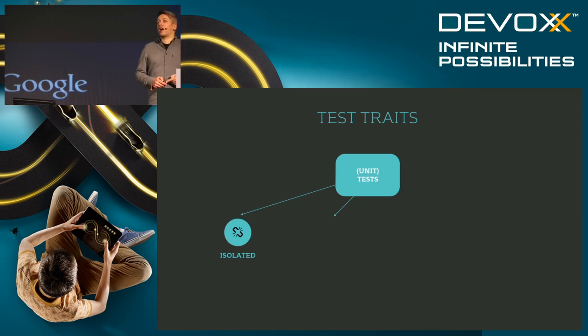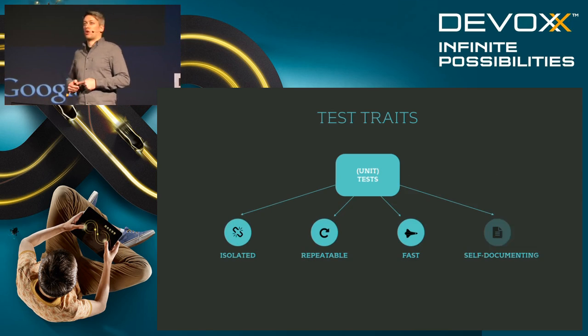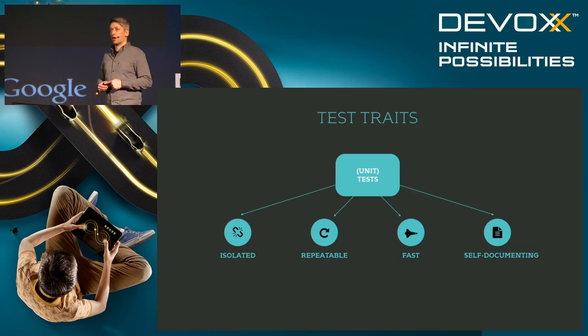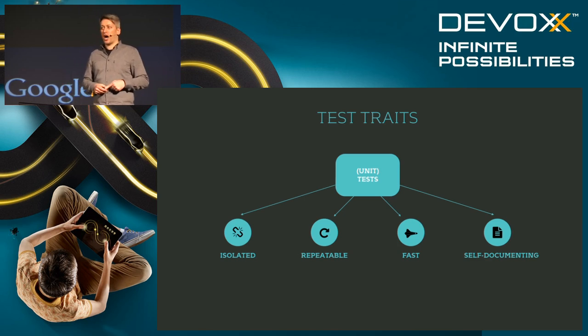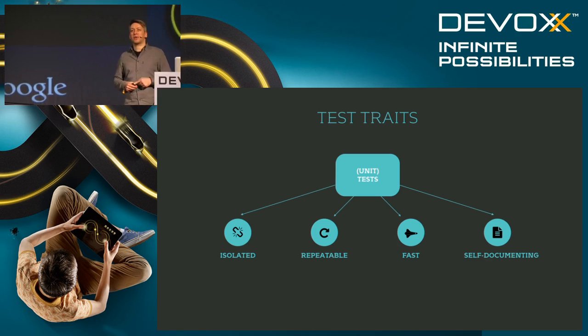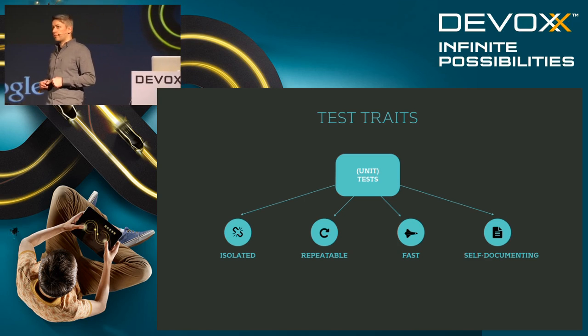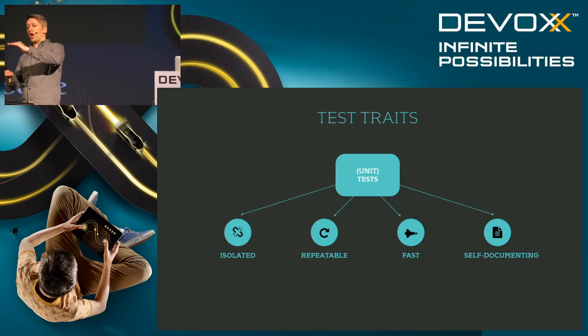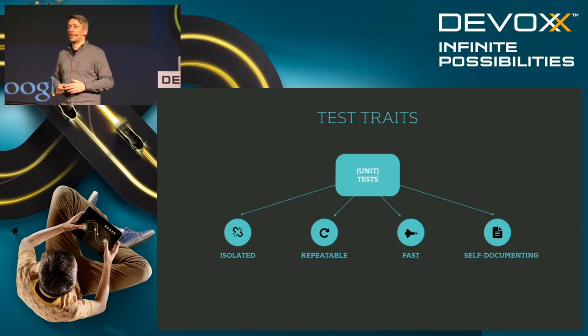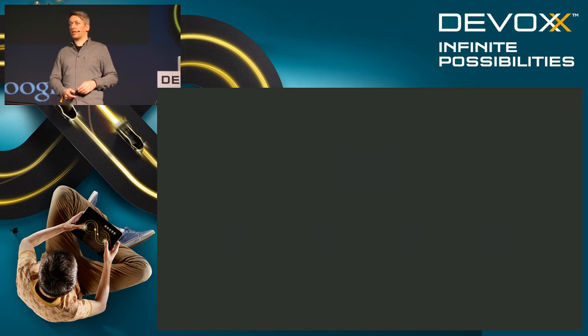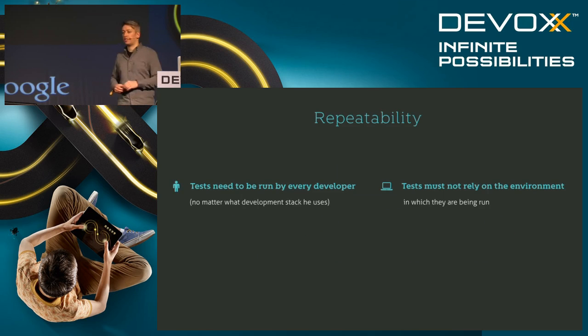Now, if you are writing tests, what do I think are the main characteristics of a good test? I think every test should be isolated. One test shouldn't depend on another test. They should all be able to run independently. You should be able to run only the tests for the class you're working on instead of running the whole test suite, and so on. It should also be repeatable. It should be fast and self-documented. And let's get into some of these.